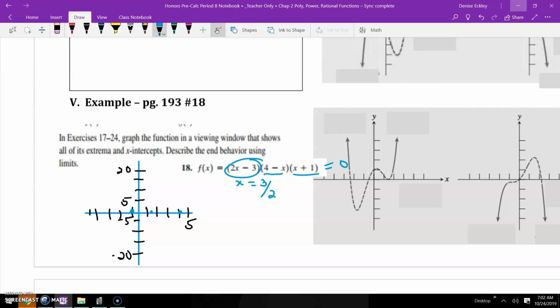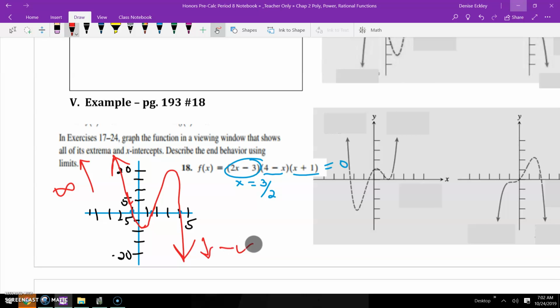And then what I saw was the function looks like this. And the bottom came down here like that, turned around, went up, and came down like that. Okay, so I can see that to the left we're going to infinity, and to the right we're going to -infinity. So my limits will look like this.